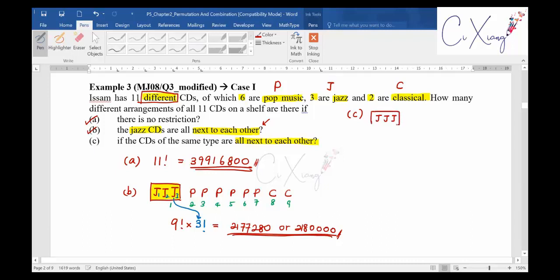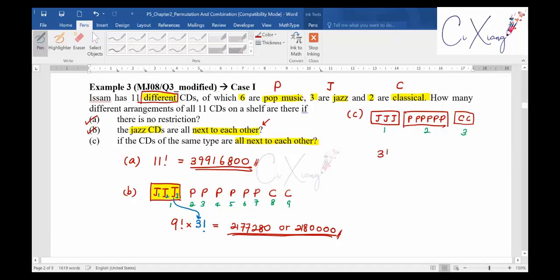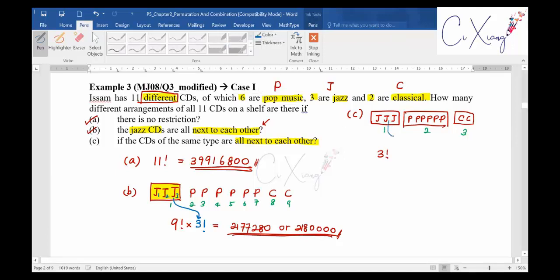So that means all the jazz CDs in one group, all the pop music in one group, and also the classical CDs in one group. Now you assume that you only have 3 items here, 1, 2, 3. To arrange these 3 items, that is 3 factorial. After that, you need to consider the arrangement within the jazz CDs. Having 3 jazz CDs, you multiply with 3 factorial.